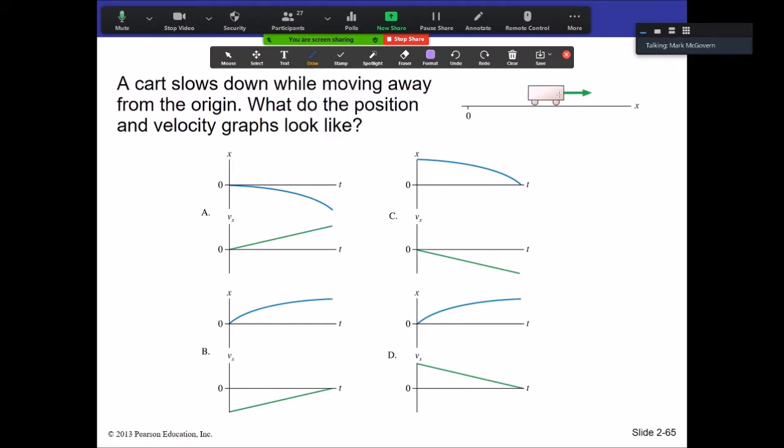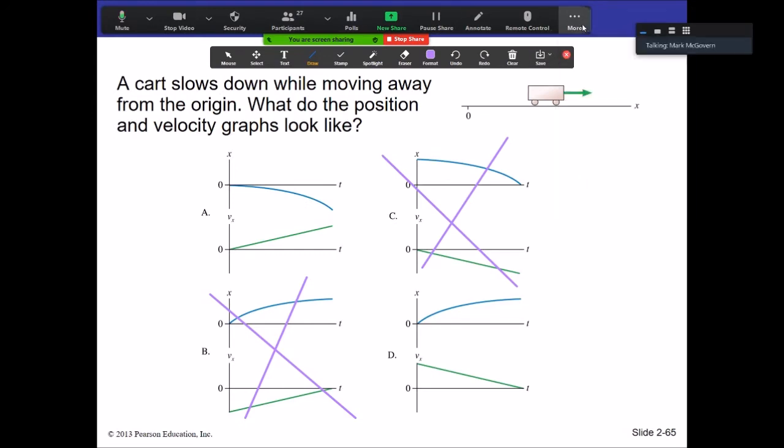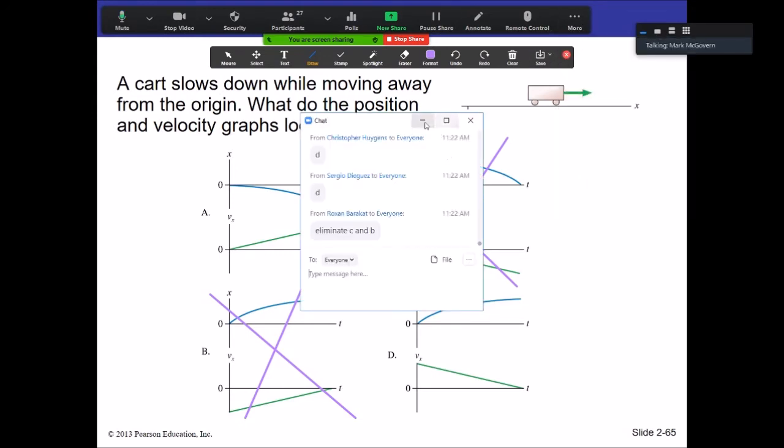Our velocity is positive, right? We're moving to the right, and it's positive. Anything that shows a negative velocity is automatically incorrect. So that means C is out, and B is out. We are not moving to the left. C and B gone. Now we got A and D to work with.